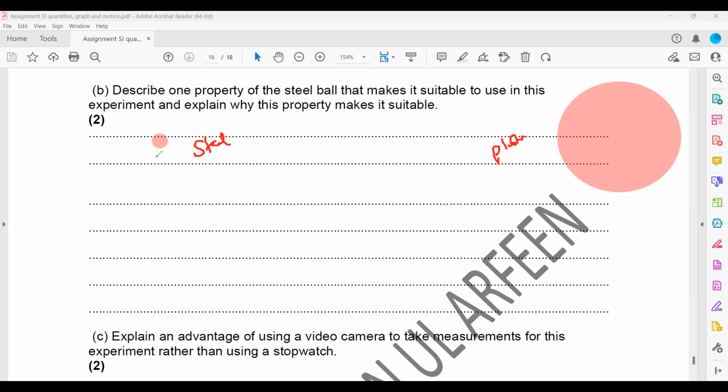This steel ball is small, so it will have a small surface area, so it will experience less air resistance. So it will not reach a terminal velocity. But if you use a plastic ball, it has a large surface area and more air resistance, so it will reach a terminal velocity. We don't want it to reach a terminal velocity as we want to find the acceleration due to gravity. So you can mention that steel is a dense object, so in a small space it will have a greater mass, and a small surface area which reduces the air resistance, so it is less likely to reach a terminal velocity.